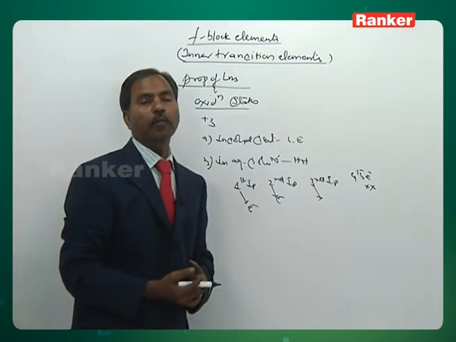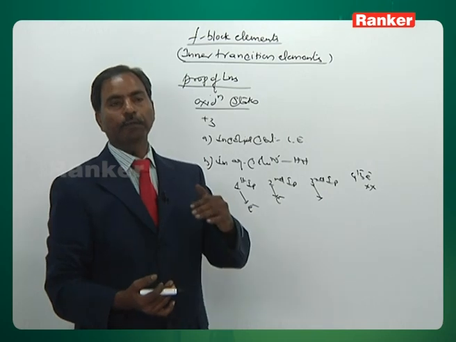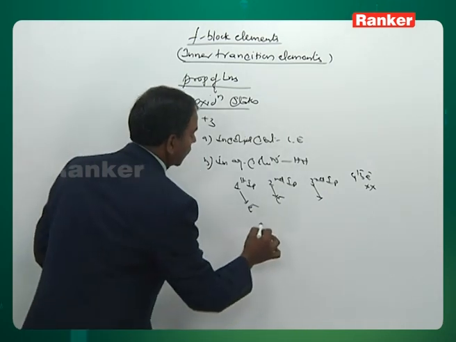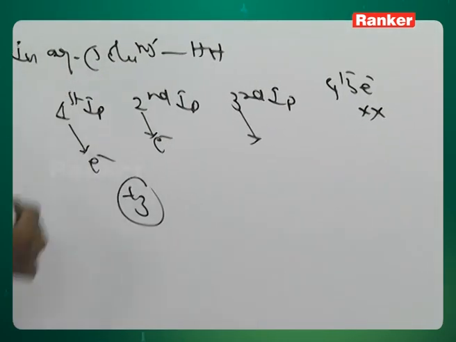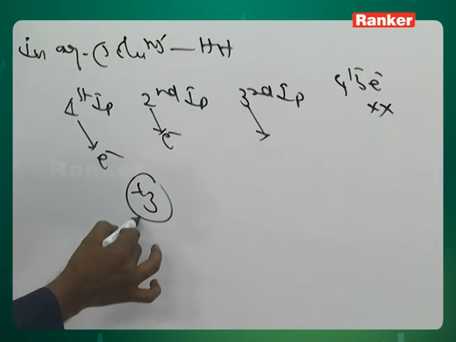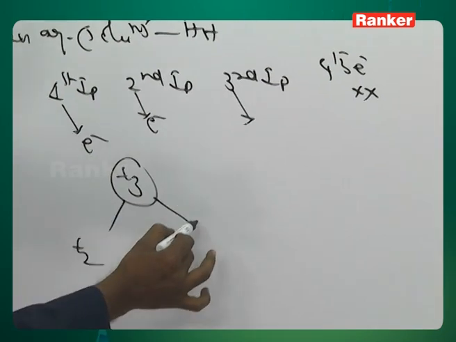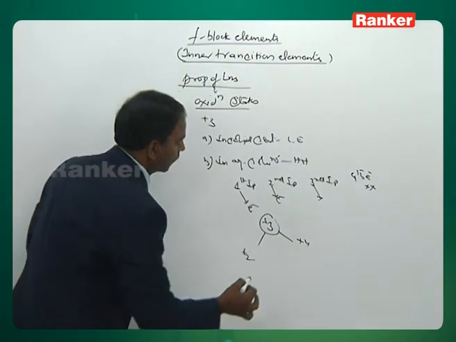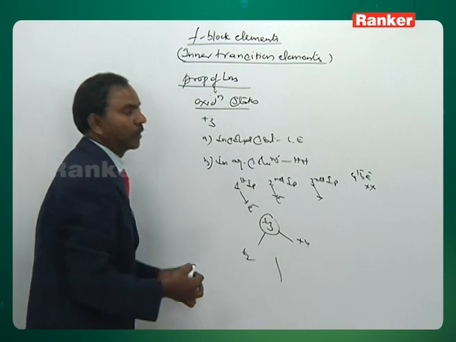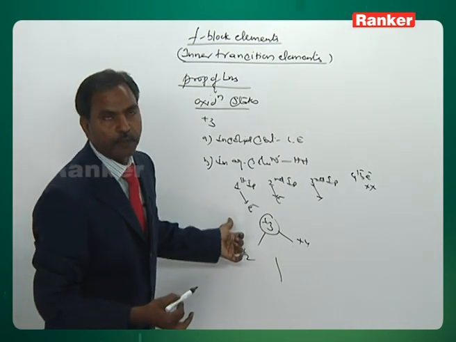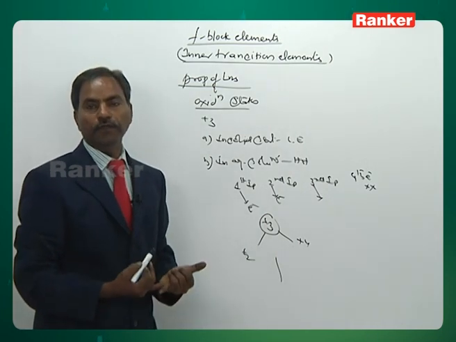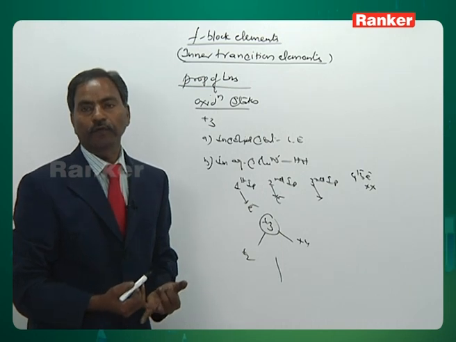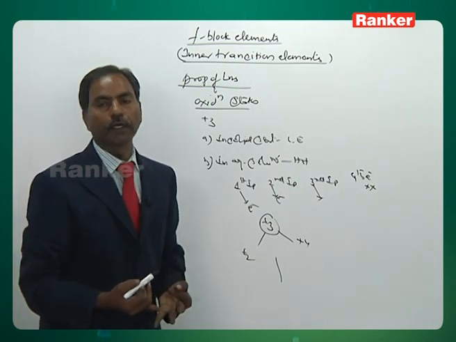In addition to +3 oxidation state, a few of the elements exhibit +2 and +4. Why do they exhibit +2 and +4 in addition to +3? This is only possible when these lanthanide ions gain either a stable F0 configuration, or F7 configuration, or F14 configuration.